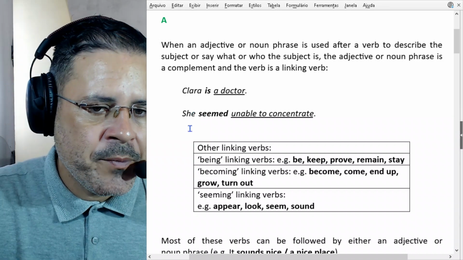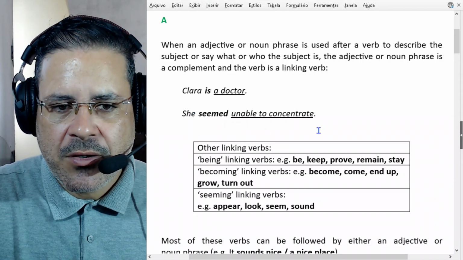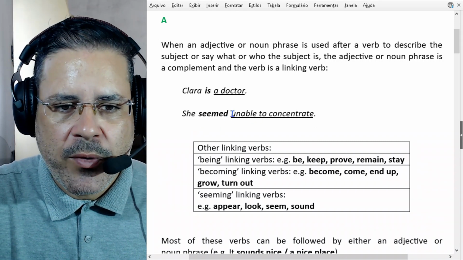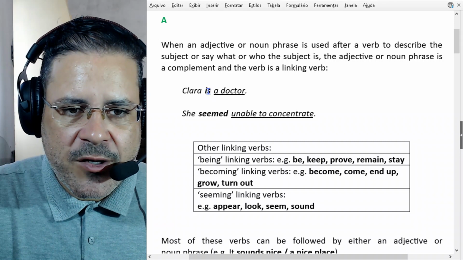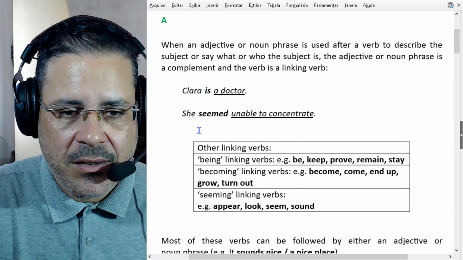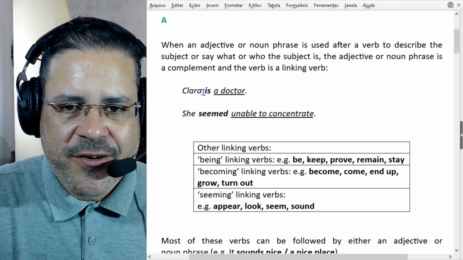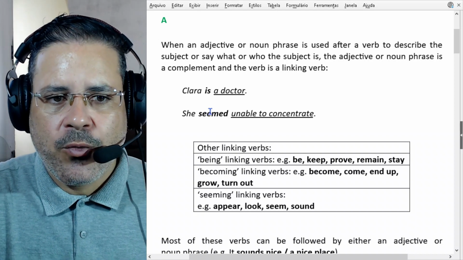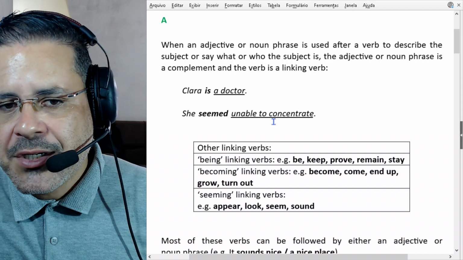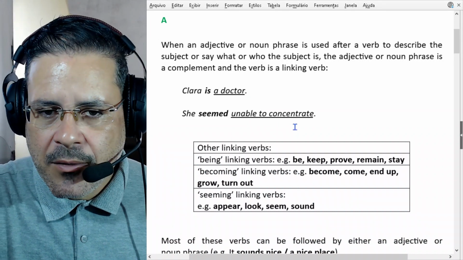Another example: she seemed unable to concentrate. Who seemed unable to concentrate? She. She seemed unable to concentrate. So we've got the linking verbs: in the previous example, is, and in the second example, seemed. So we've got linking verbs, and consequently we have a complement. And the complement can be an adjective or a noun phrase. That's the principle.